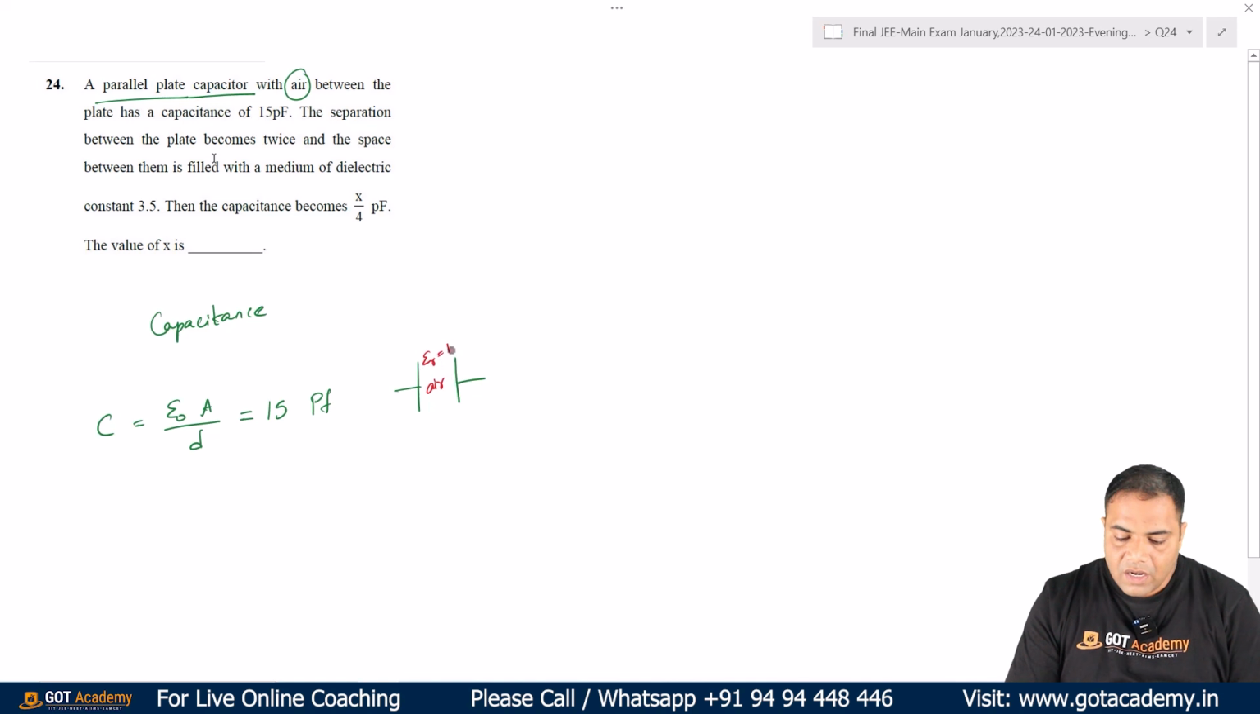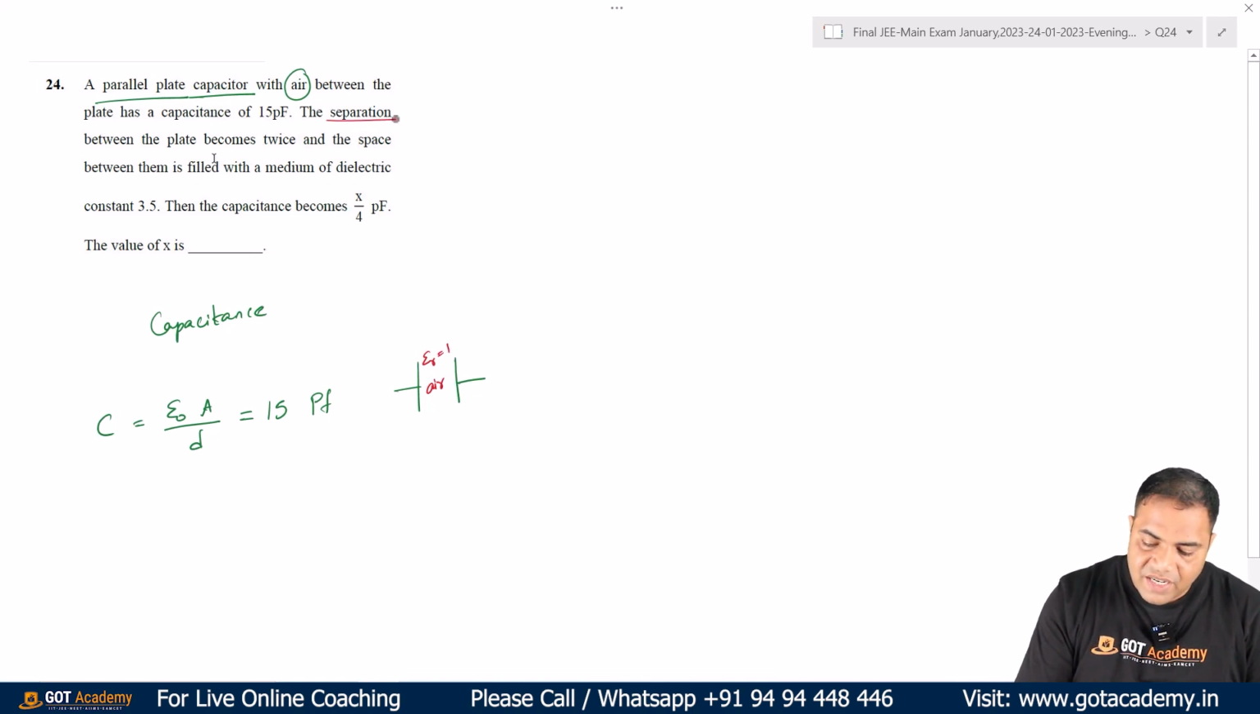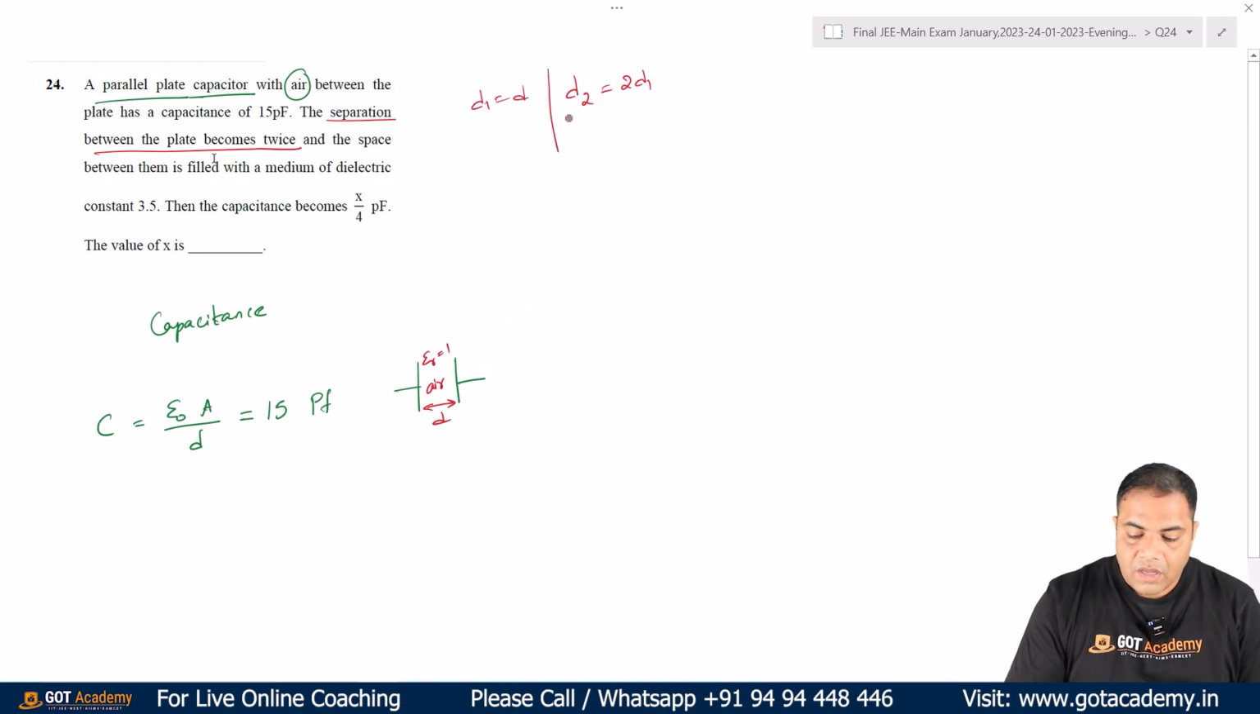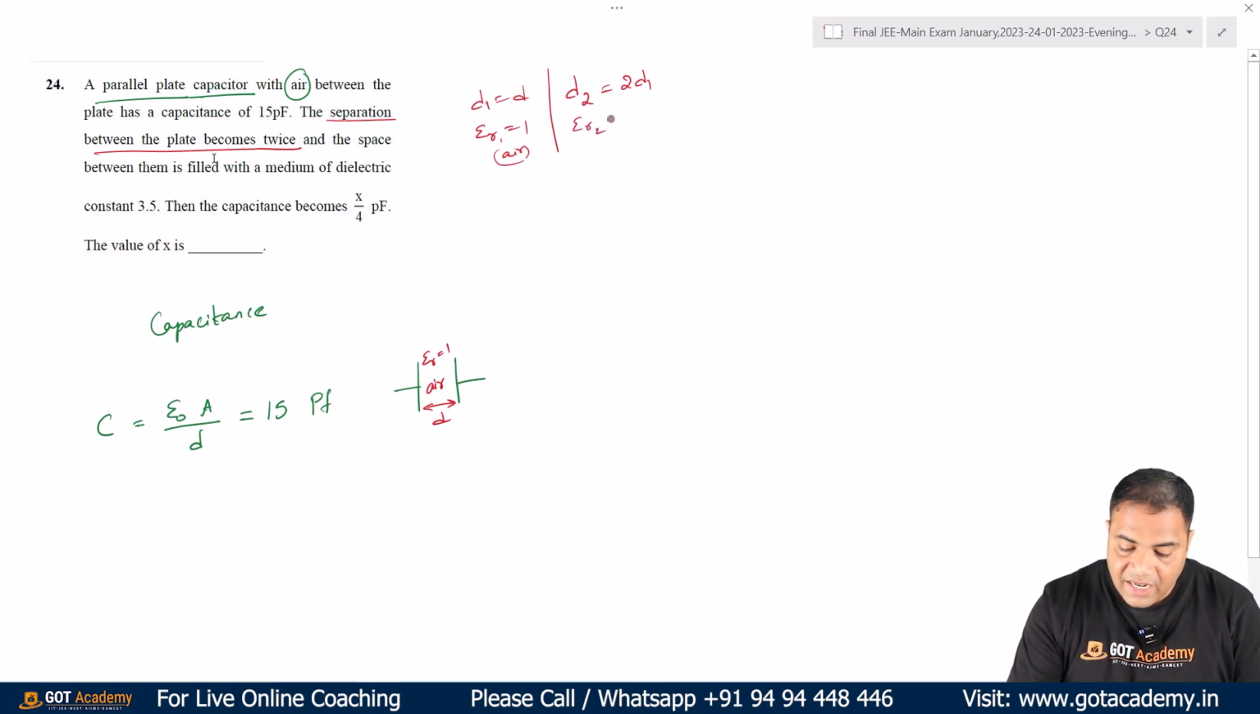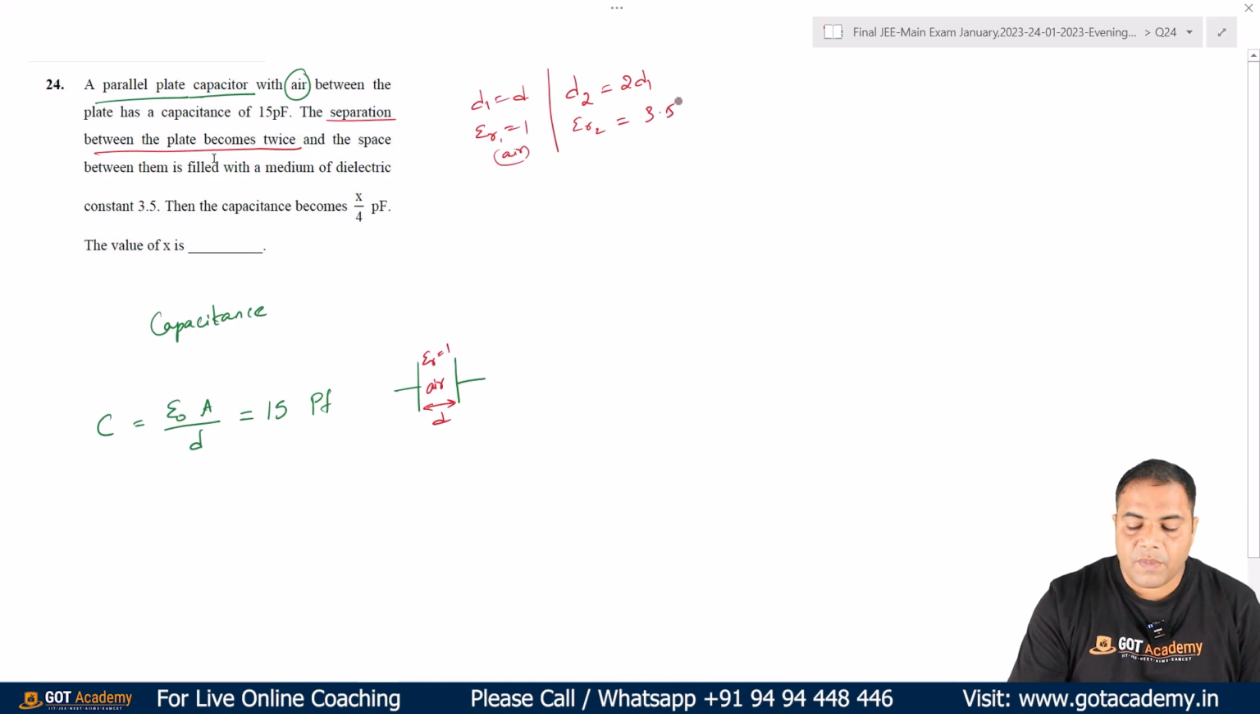Now, what he is saying is that the separation between the plates, which is nothing but D, becomes twice. So D2 is 2 times D1. What is D1 there? D1 is given as D only. And the space between them is filled with a dielectric medium. Initially, the medium is air, that is 1. Now, the medium in the second case is a dielectric of constant, how much here? 3.5 is given.